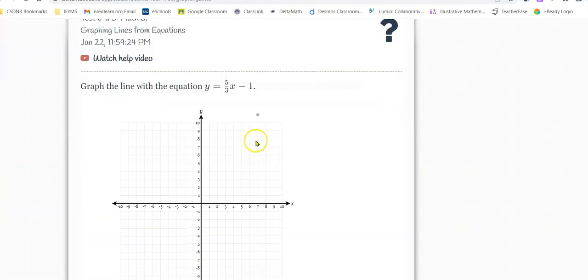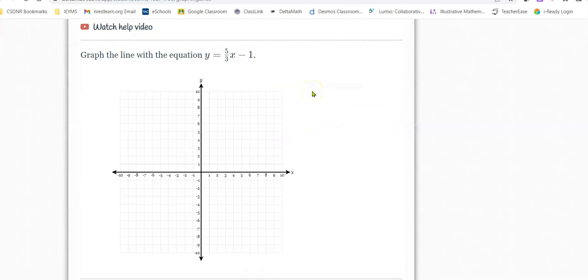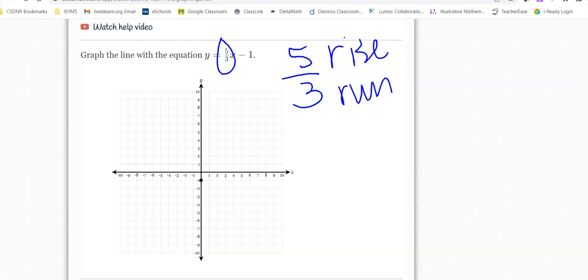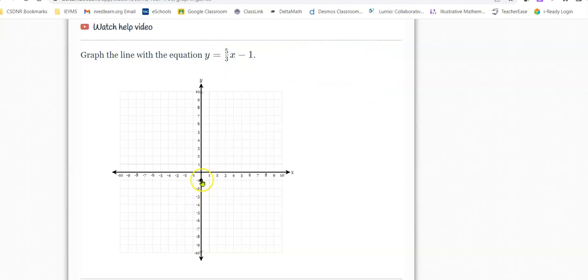Graphing lines given an equation. You start here at the y-intercept. So we're going to plot a point at -1. Now from here, we are going to use our slope fraction. 5 is the rise, 3 is the run. So I take my cursor, my mouse, 1, 2, 3, 4, 5, 1, 2, 3, click.